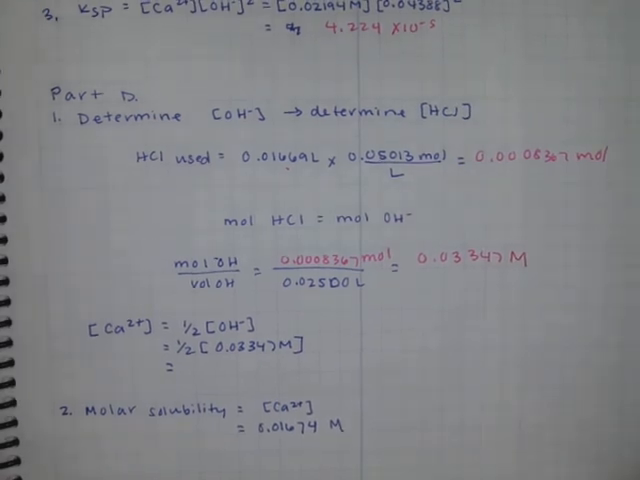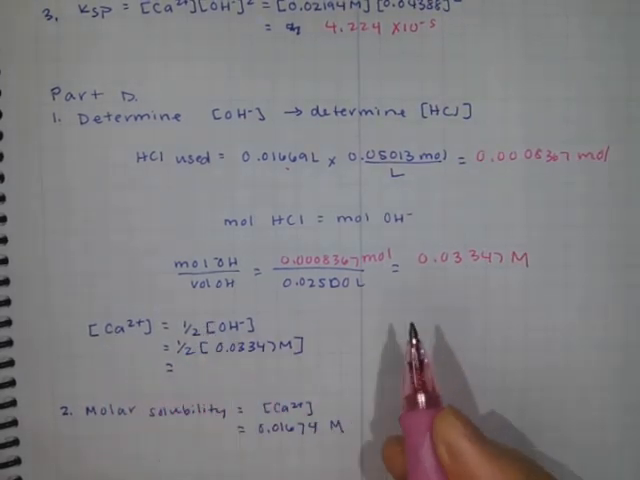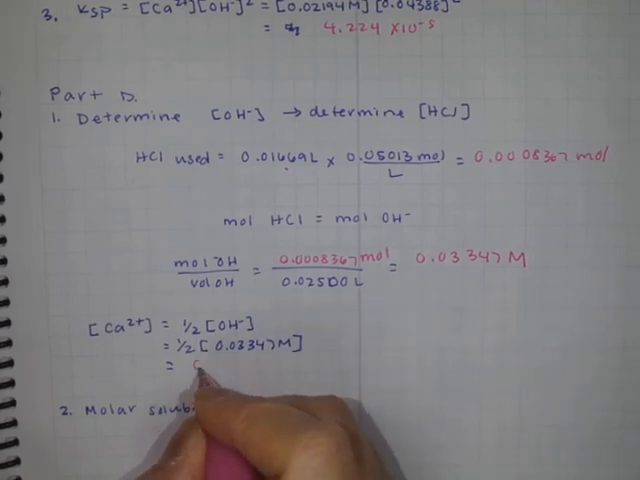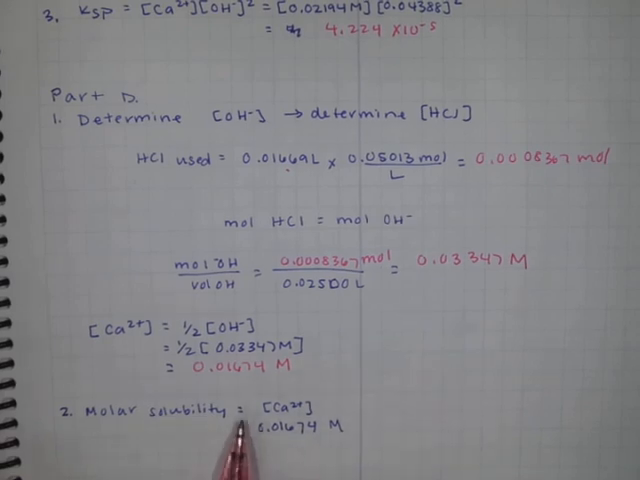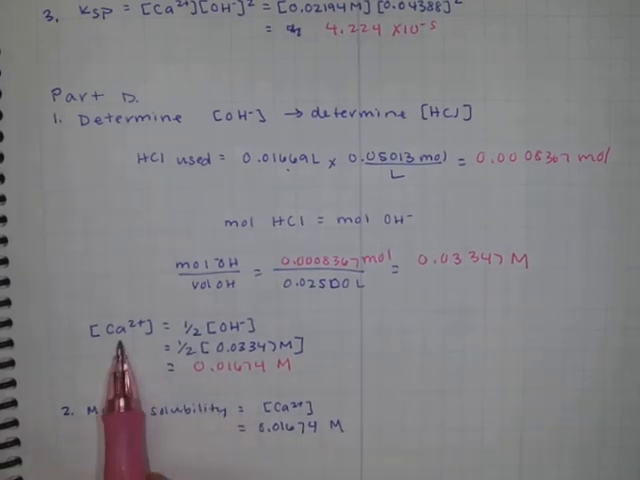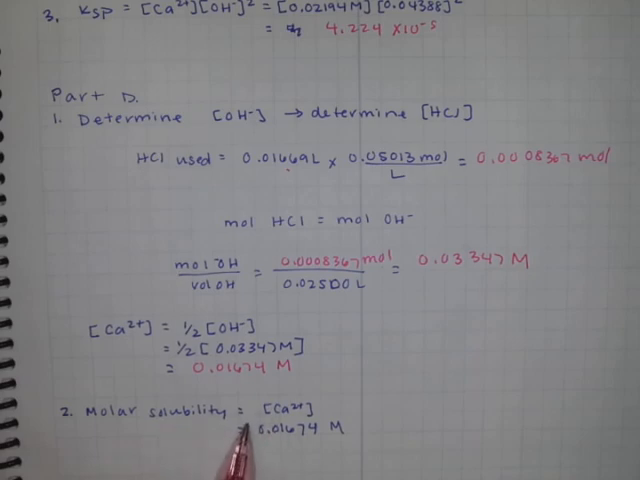So that's your molarity. And then calcium equals 1/2 of OH minus. So that's your concentration of calcium. And then the molar solubility is equal to the concentration of calcium. So it's 0.01674. And again, to do the average, you just have to find the values of all of those.